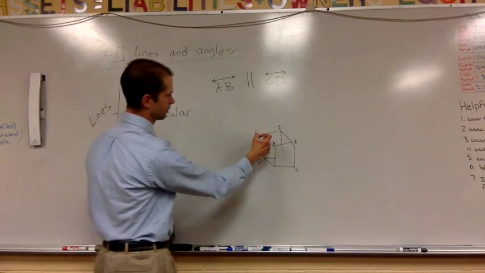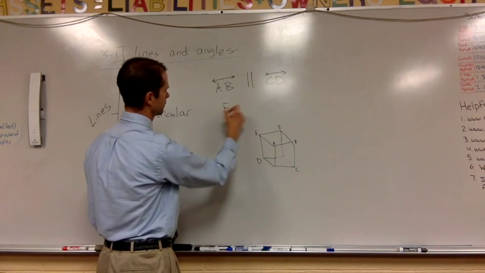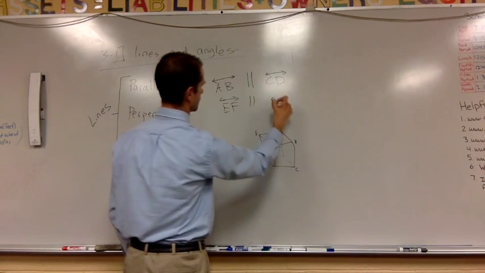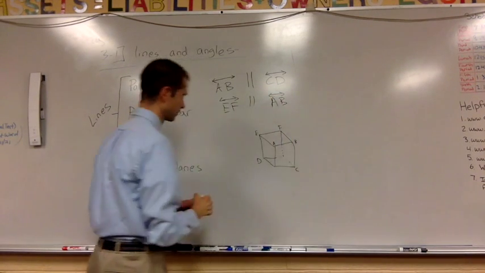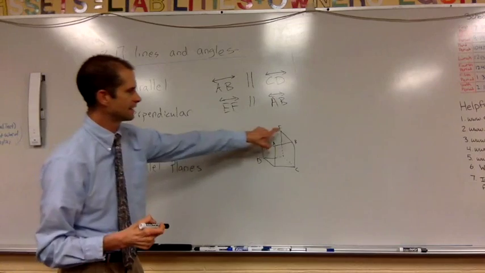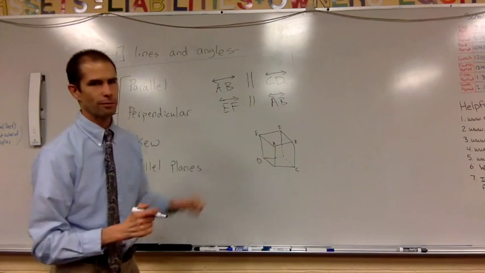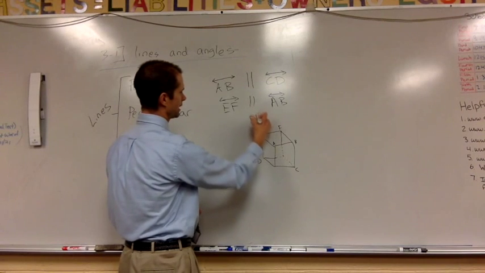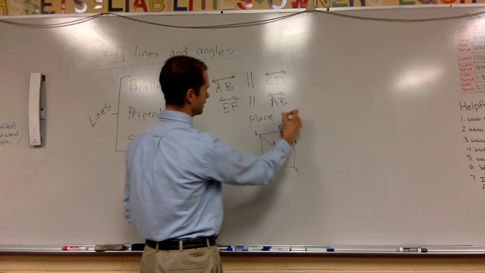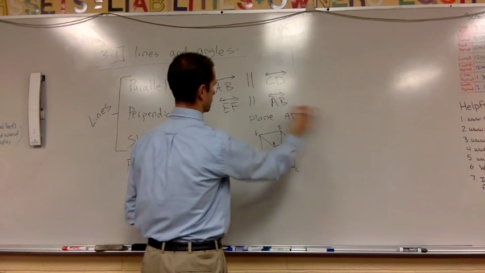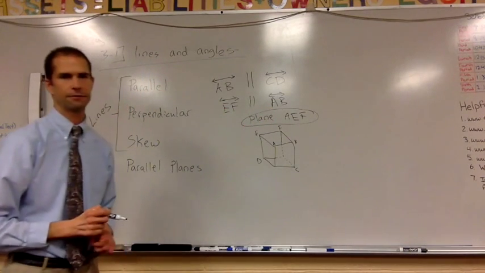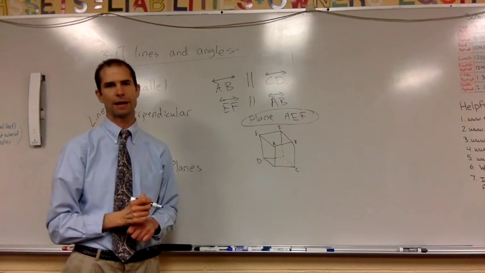If you look at the drawing here, line EF is parallel to line AB. EF and AB will never meet, will never touch, but they exist on the same plane. Remember, when we identify a plane, we say plane, and we give it 3 points. So we would do A, E, F. Both lines EF and AB are on plane AEF, and they will never intersect. That means they are parallel.